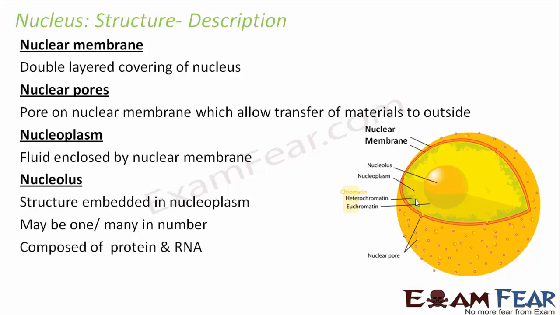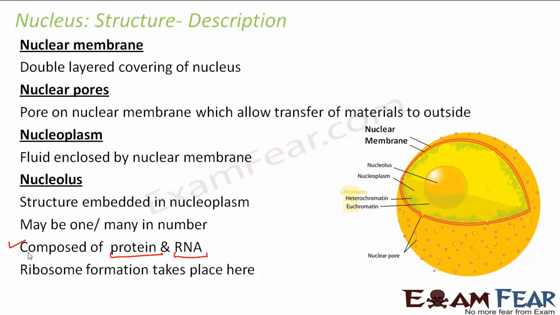The nucleolus is composed of protein and RNA. What is RNA? Just as we have DNA, similarly we have another nucleic acid called RNA. We will talk about RNA in detail. So inside this nucleolus you have protein and RNA. Please remember these things, it will help you.